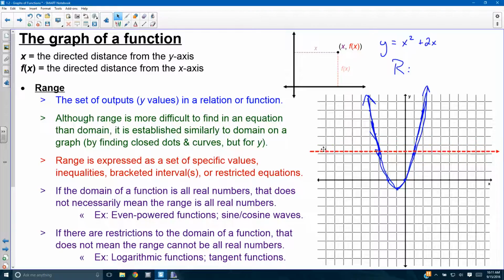Do I still have points? Yes. Do I still have points? Yes. Do I still have points? Yes, yes, yes, yes, and yes. But now, no. No and no forevermore. There are no points down here for y. So my range is limited.